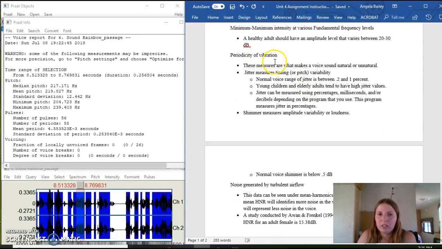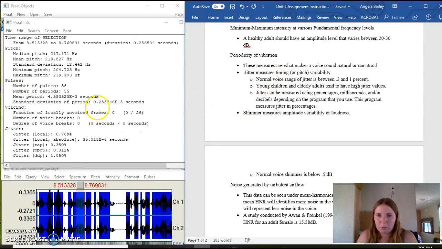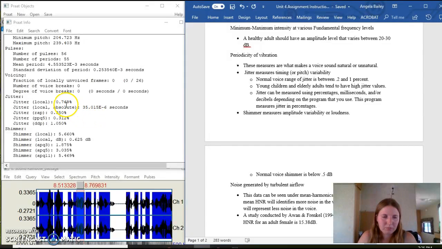So the periodicity of vibrations, these measures are what makes a voice sound natural or unnatural. They're measured in jitter and shimmer. So if we come over here to jitter, we'll see that my jitter is 0.769. The average jitter is between 0.2 and 1%, so that is average. That's within normal limits. Young children and elderly do tend to have higher jitter values.